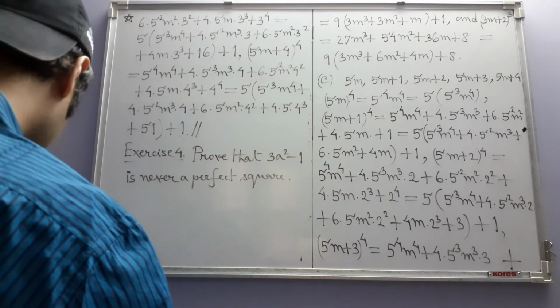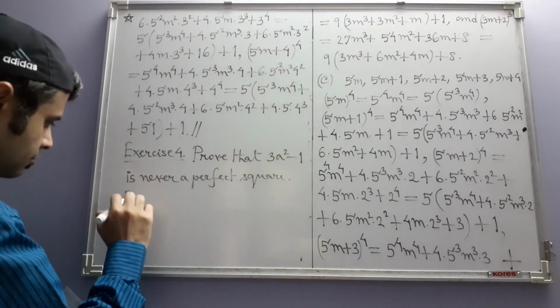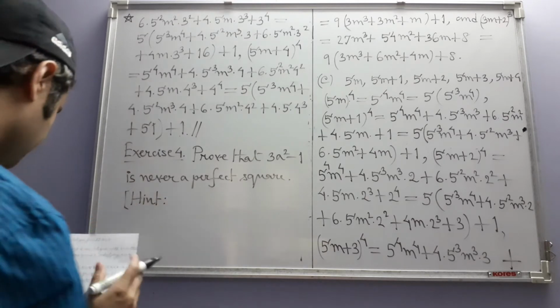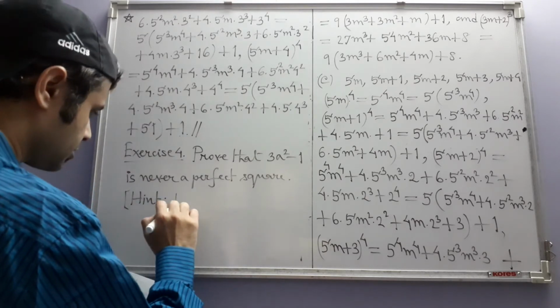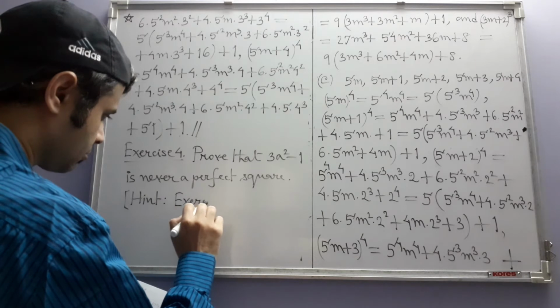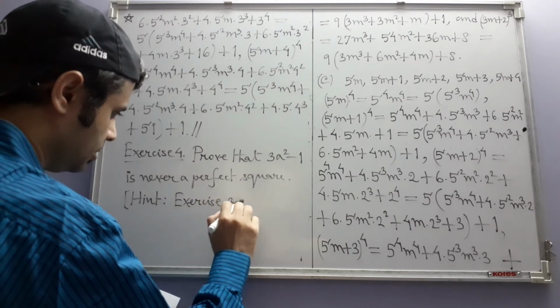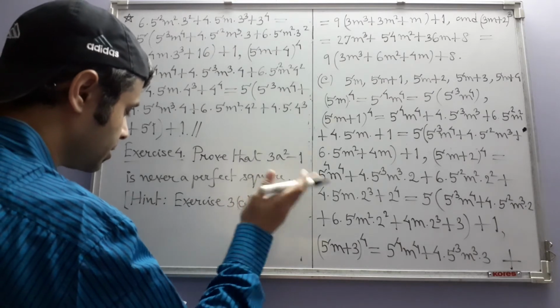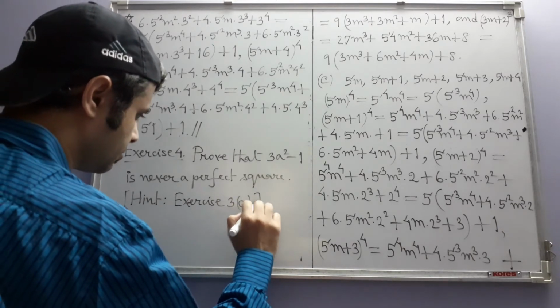And in fact a hint is also given. Because of this hint, practically we don't have to do anything. Exercise 3a, that means the part A of the exercise we have solved just now.